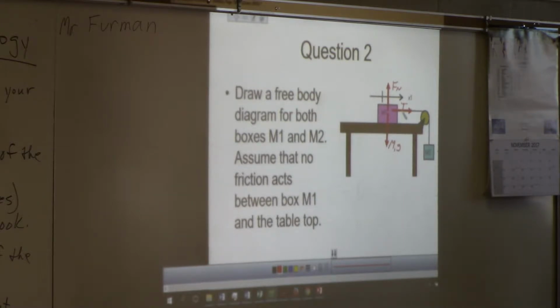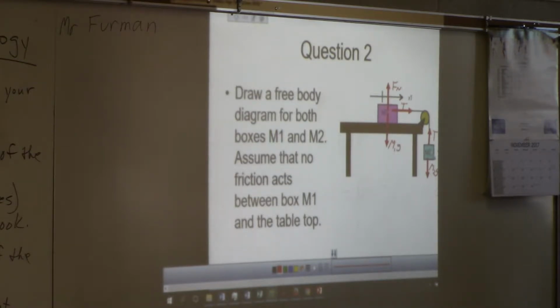What about for mass 2? Downward force. Gravity. I've got gravity and an upward force. And so this is going to be M2G. And this is going to be the same tension.